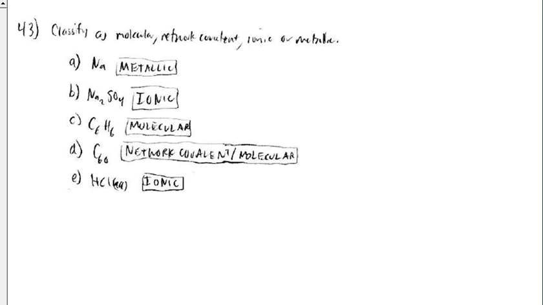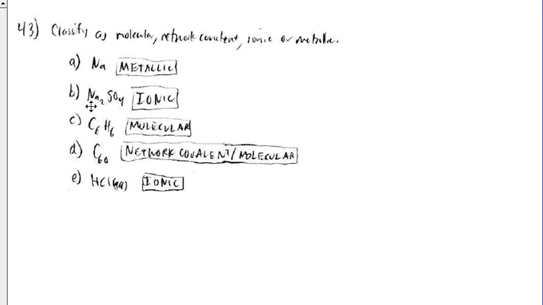Let's take a look at 43. For problem 43, again, you're classifying something as molecular, network covalent, ionic, or metallic. And this is based now simply upon what element or compound it is. So you have to recognize that sodium, being on the left side of the periodic table, would tend to give away its electrons, and that makes it a metallic thing. It would be bonded by a sea of electrons.